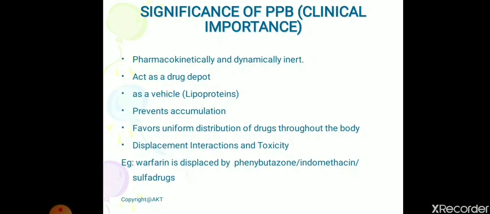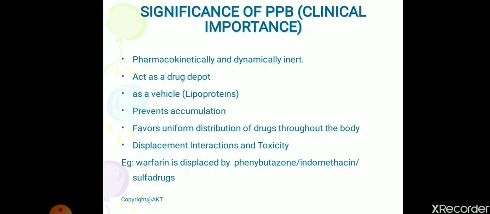Phenylbutazone, indomethacin, and sulfa drugs can displace warfarin because they bind to the same binding site on albumin. They displace warfarin from the binding site, and it will suddenly increase the plasma level of warfarin. So that will exaggerate the response of warfarin, preventing blood coagulation, leading to serious side effects like bleeding from the nose, epistaxis, or ecchymosis or hematuria. I hope it is clear for you. Displacement interaction can lead to toxicity.